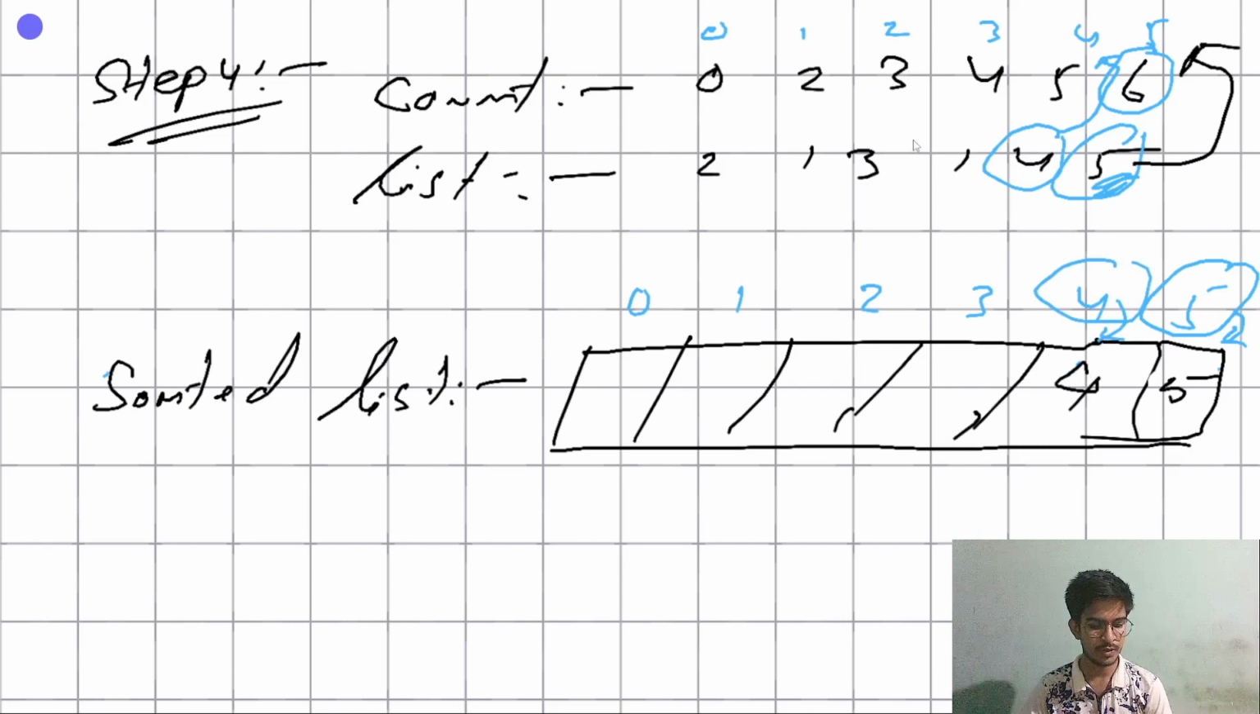Likewise, it will now go to this index, and this is referring to this. It has a value 4. 4 minus 1 is 3. So it will refer to this index, and it will store the value 3.